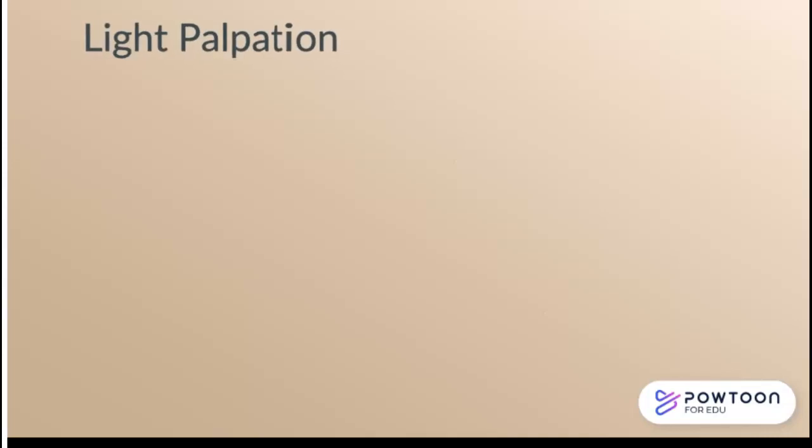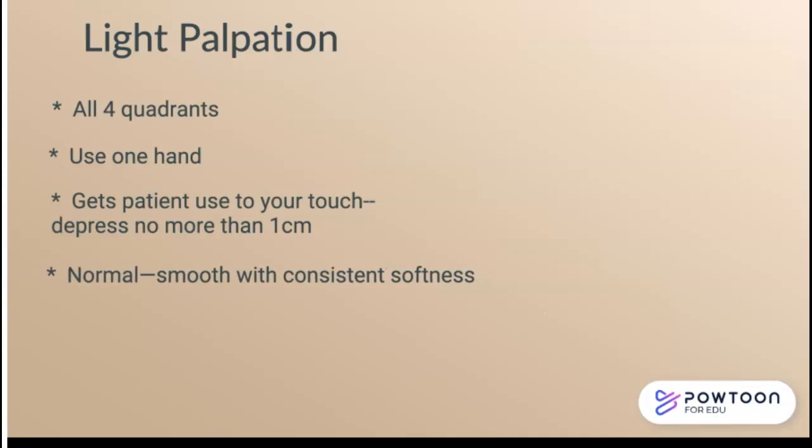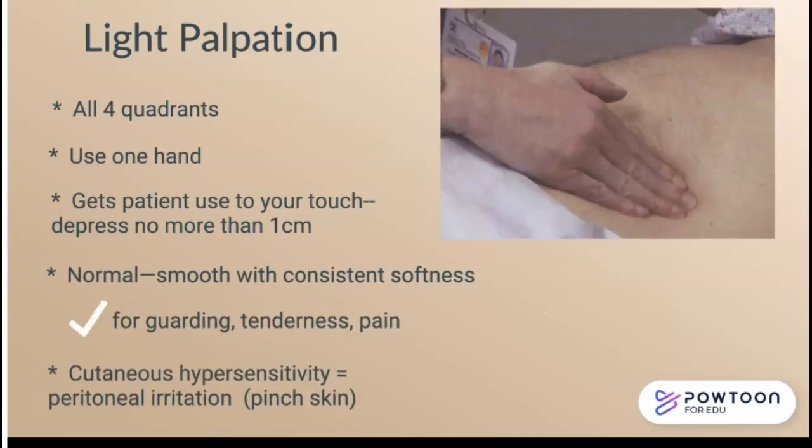You will begin with light palpation in all 4 quadrants. Use one hand, let the client get used to your touch, and do not depress any more than 1 centimeter. Try to be smooth and consistent with your depressions. Watch for any pain or guarding when you're doing your palpation.